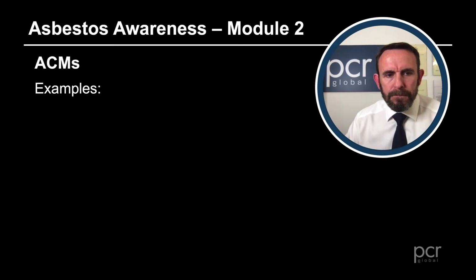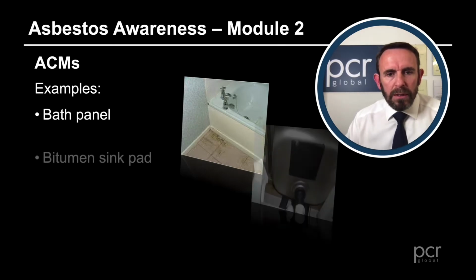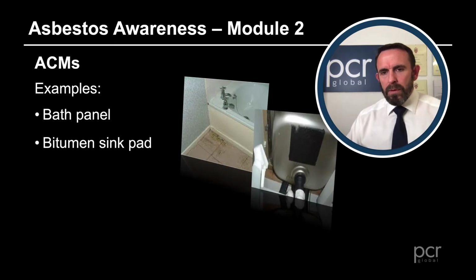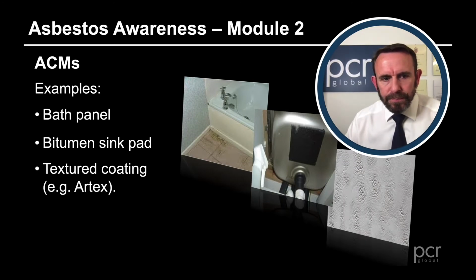Further examples, bath panels used quite extensively. Again, remembering if the property predates the year 2000, there's a high possibility that there will be asbestos containing materials. You can see there a bitumen sink pad, and also in textured coatings such as Artex. Again, this is for fireproofing, its insulating properties.